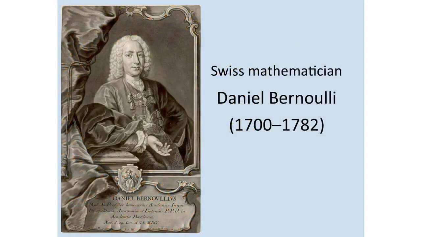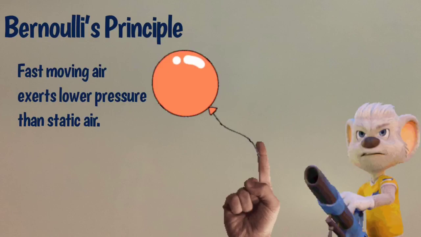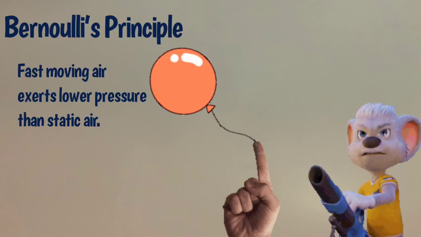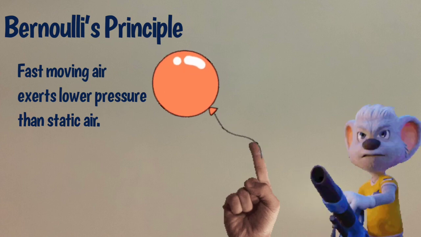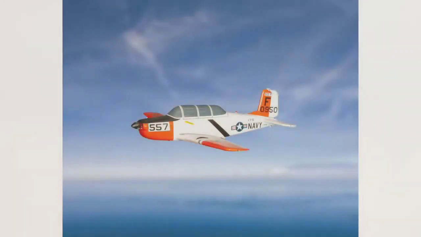The scientist who figured this out was named Daniel Bernoulli, and from him we get the Bernoulli Principle. Bernoulli's principle states that fast-moving air exerts lower pressure than static air. Now let's look at the major forces at work on an airplane, and we'll see where air pressure fits in.